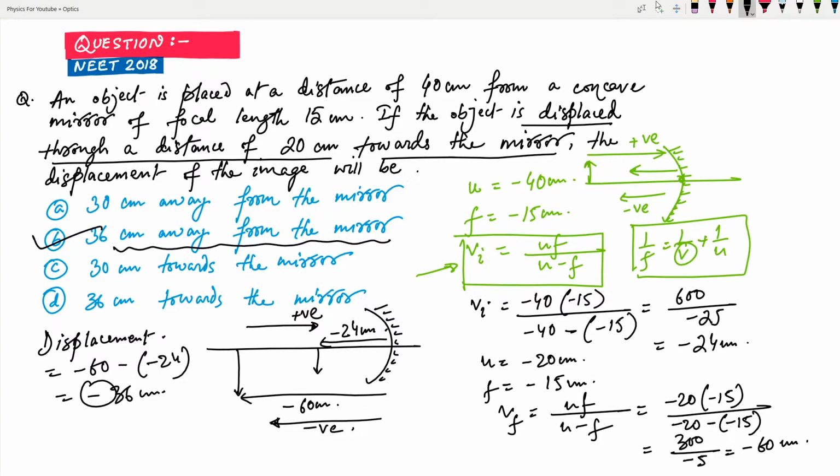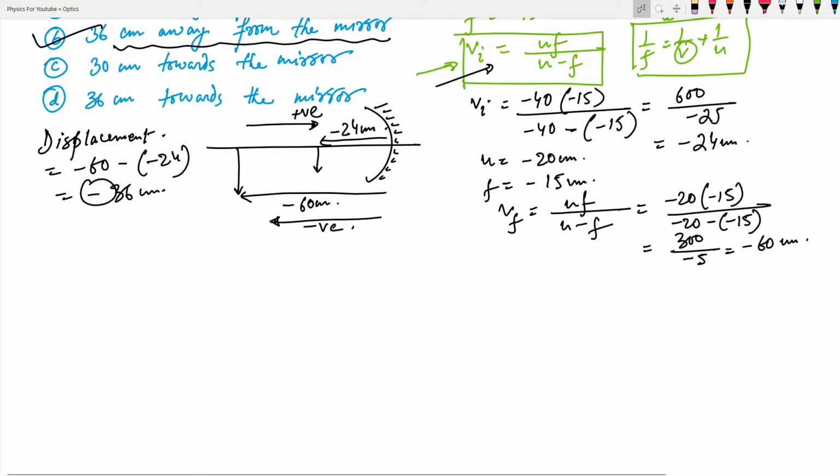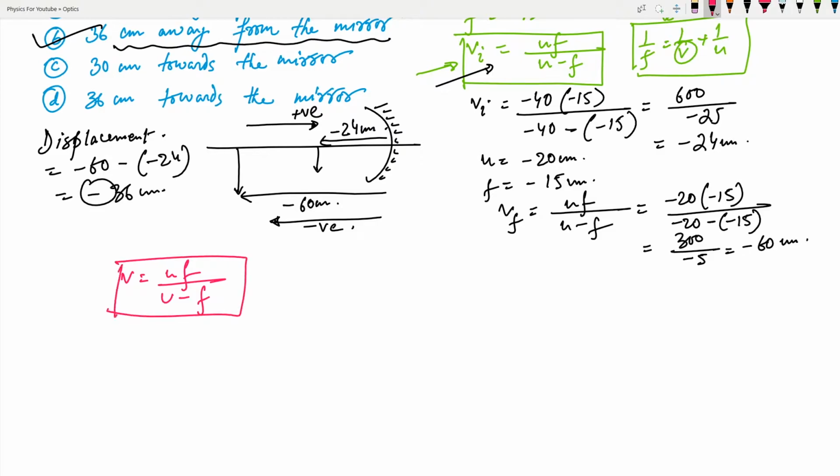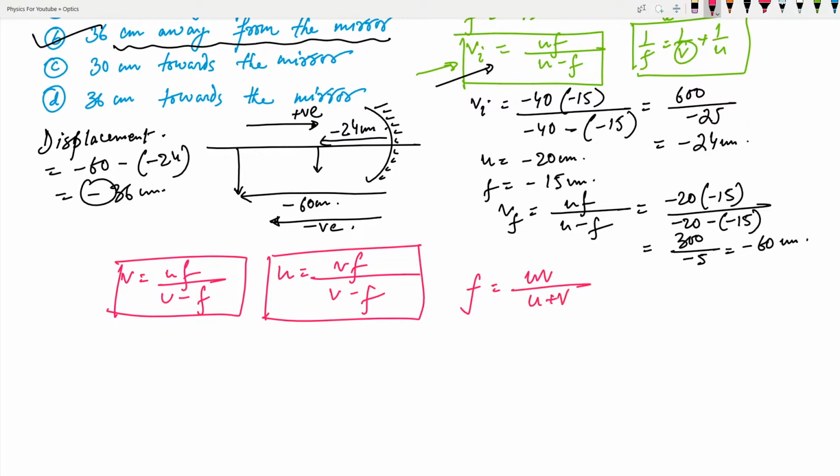Just remember this formula, that V is equal to UF divided by U minus F. Let me give you the other variations so that it's easy for you. So we got V is equal to UF divided by U minus F. Similarly, we can say that U is equal to VF divided by V minus F. Just replace the U with V. Simple as that. And you can also say F is equal to UV divided by U plus V.